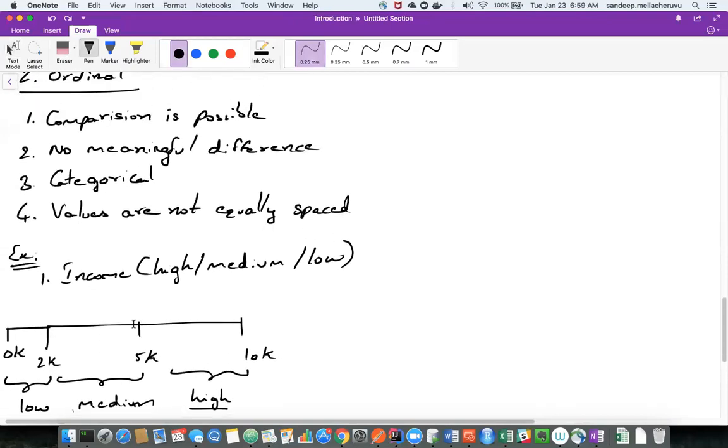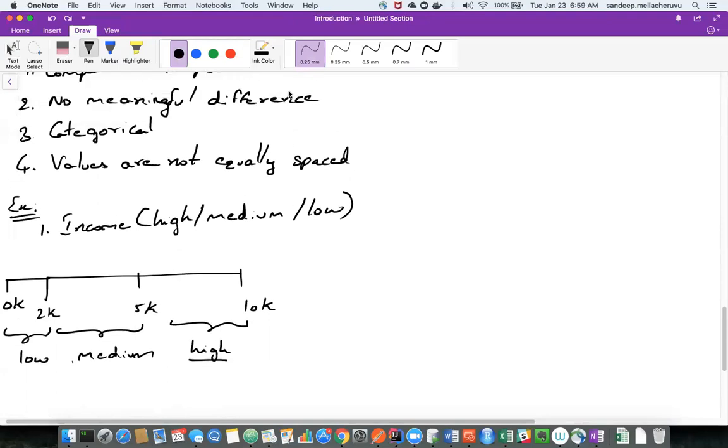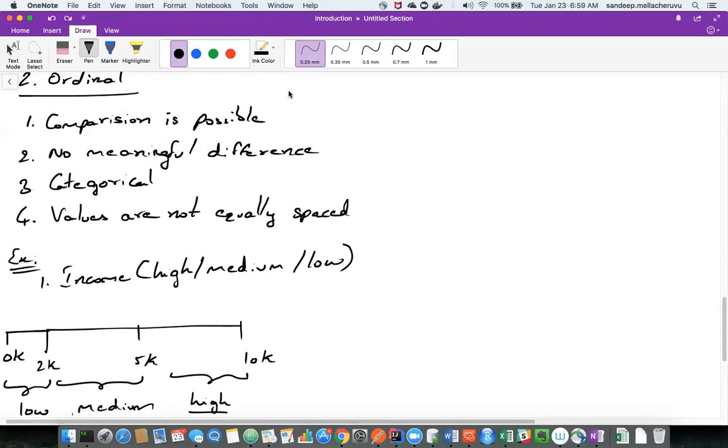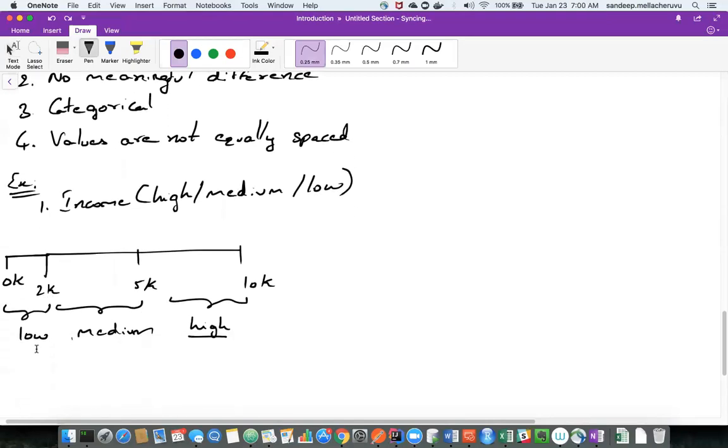So, Vijay, are you clear? Yeah. Is there another example you can give us for ordinal? Yeah, let me think. I'm just thinking. Vijay is asking for some other example. Give me a second, actually.